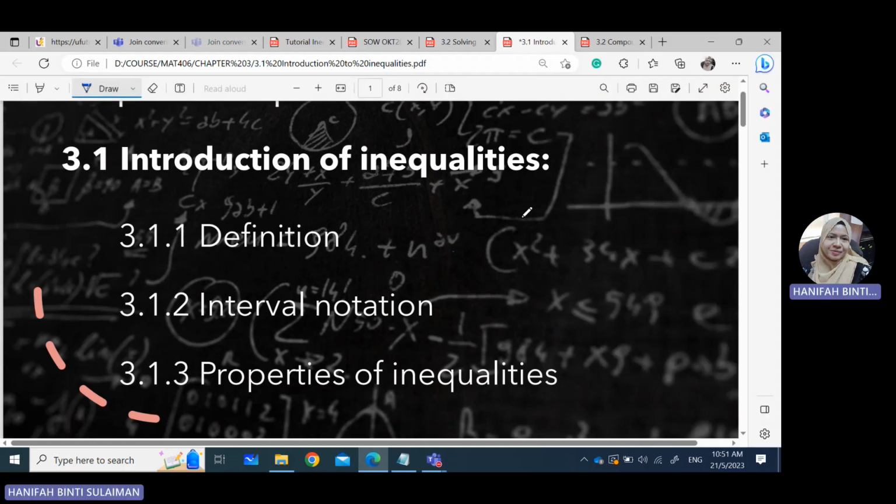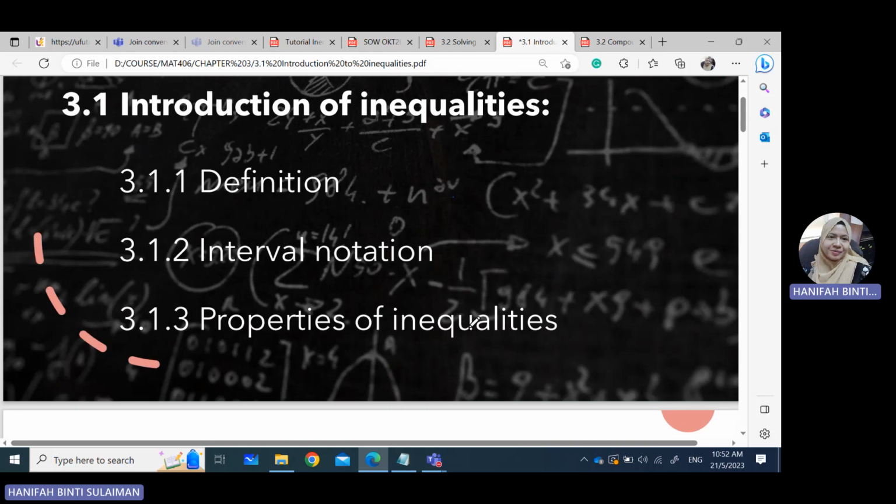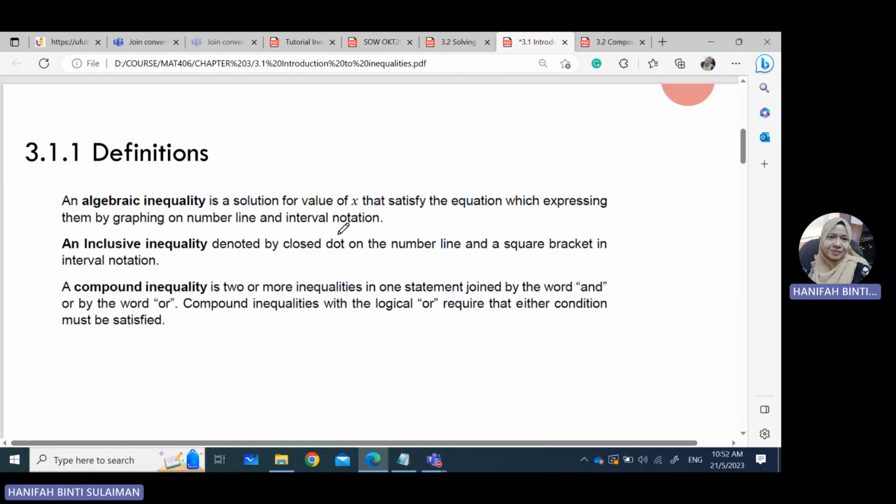Alright, so kita tengok introduction of inequality. So we go one by one: definition, interval, and properties of inequalities. Okay. So inequalities, so these are the definitions. So we have about 3 definitions of inequality. So the first one is algebraic inequality.